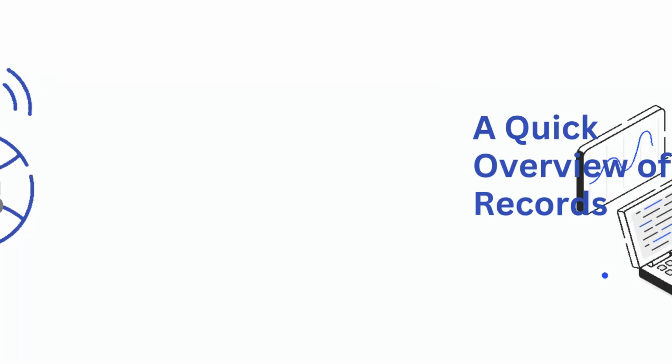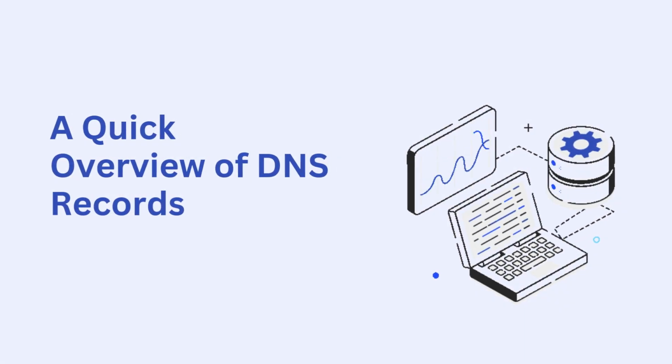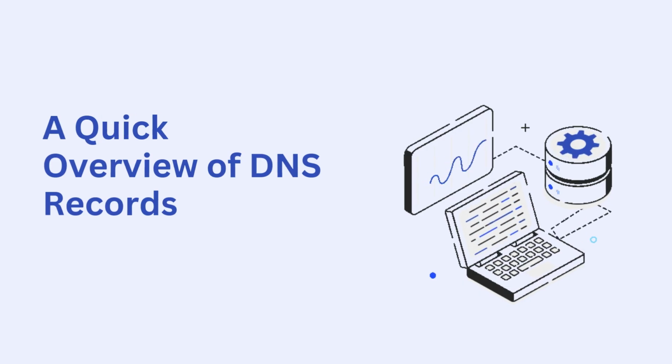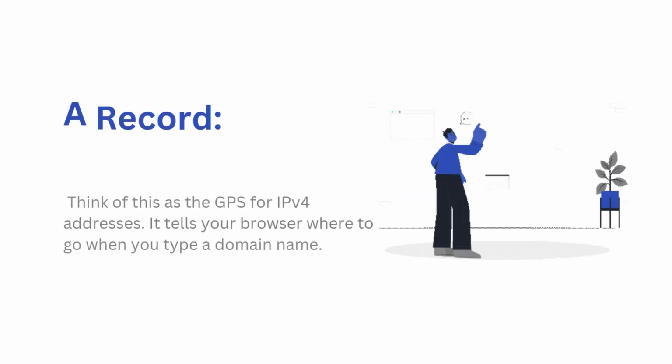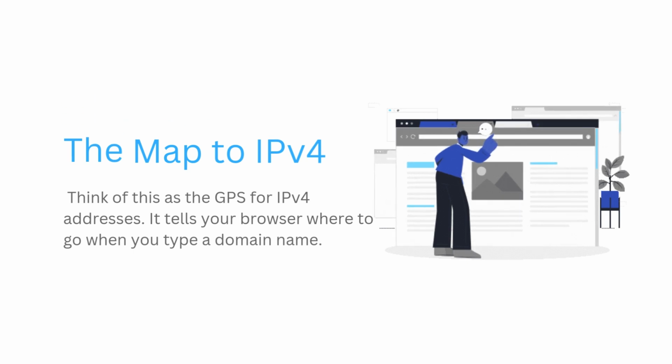Cool, right? Now, DNS isn't just about translating names to numbers. It has different types of records for specific tasks. Let's break them down. First up, the A record, the master of the domain name. Think of this as the GPS for IPv4 addresses. It tells your browser where to go when you type a domain name.